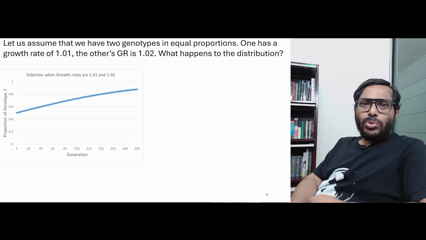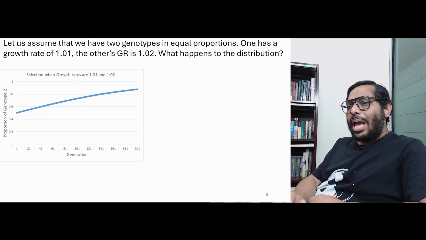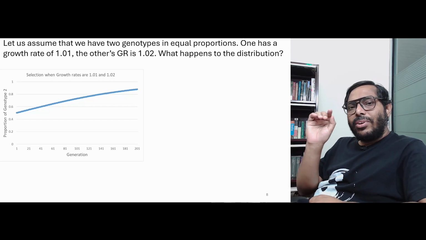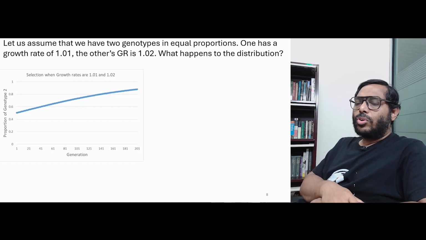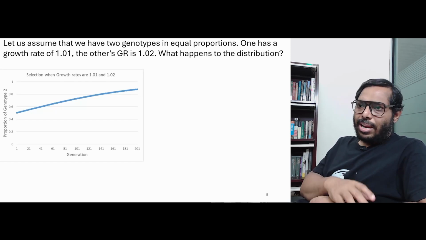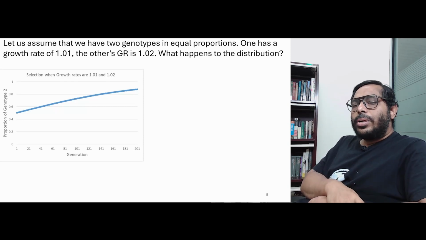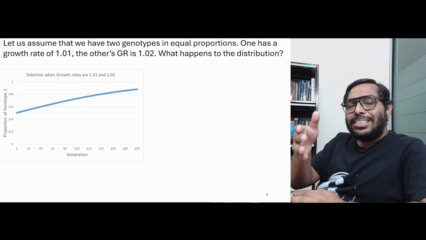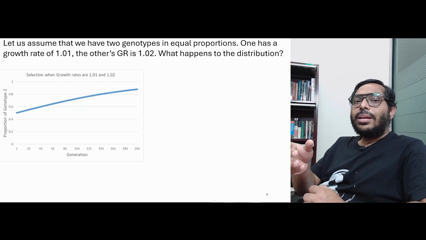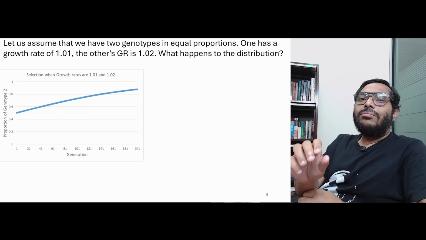If you do some very easy simulations, then you will see that the proportion of one genotype actually increases even if there is a slight difference in their growth rate. In this particular case, you can see that within about 200 generations it goes from about 0.5 to somewhere around 0.9. The point to be noted here is that in this particular case there is no competition happening. Both the genotypes are surviving during this process. Yet the relative proportions are changing, and because of that evolution is happening.